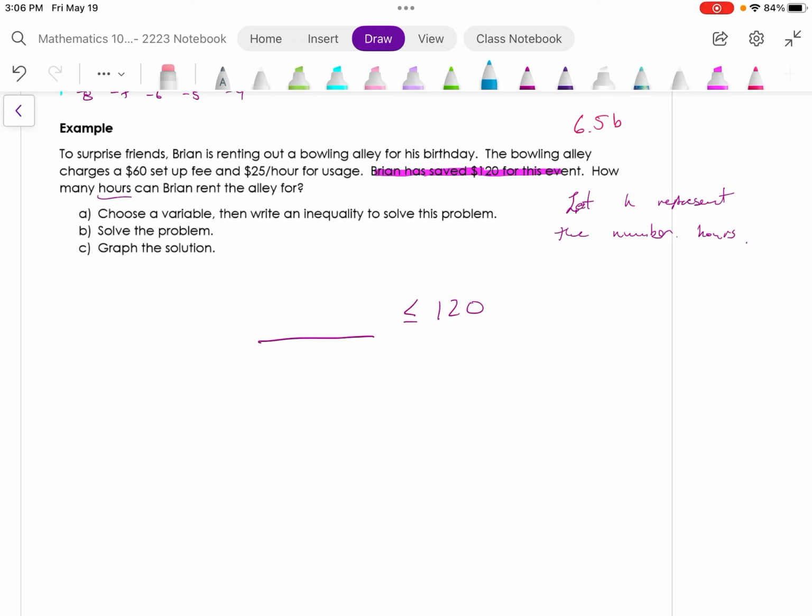Hopefully that has hours in the expression. The left-hand side is going to represent the cost. I have a $60 setup fee, no matter what. And then I have to pay $25 per hour. Fair enough. So now I'm into solving this problem.